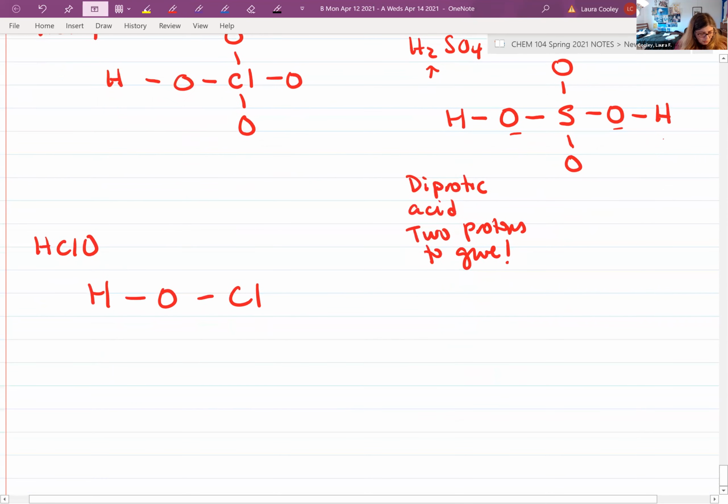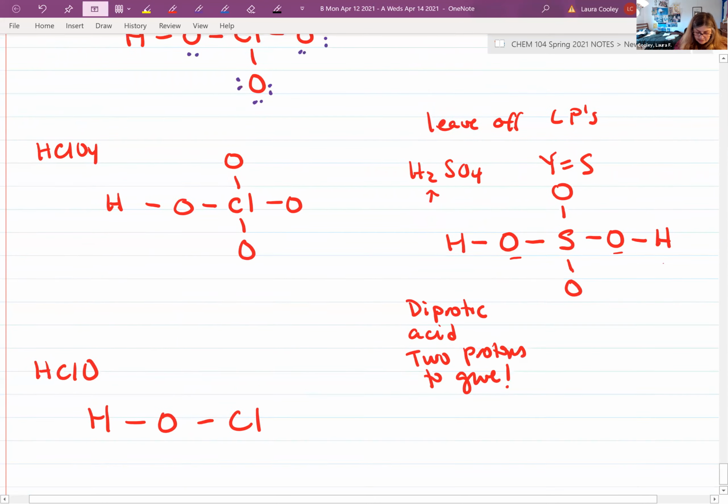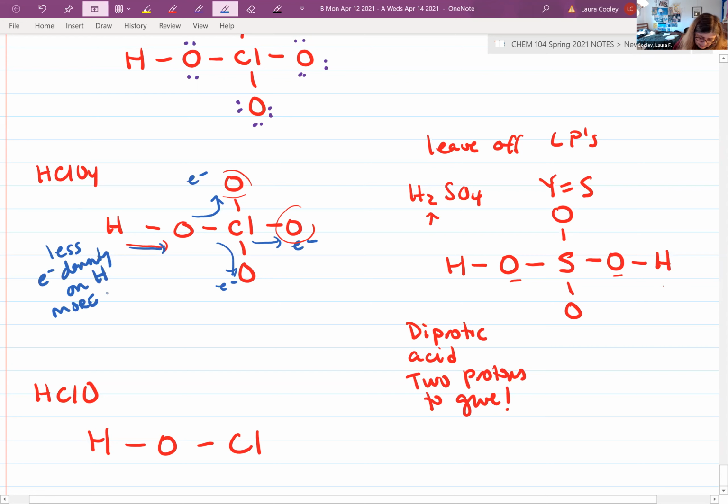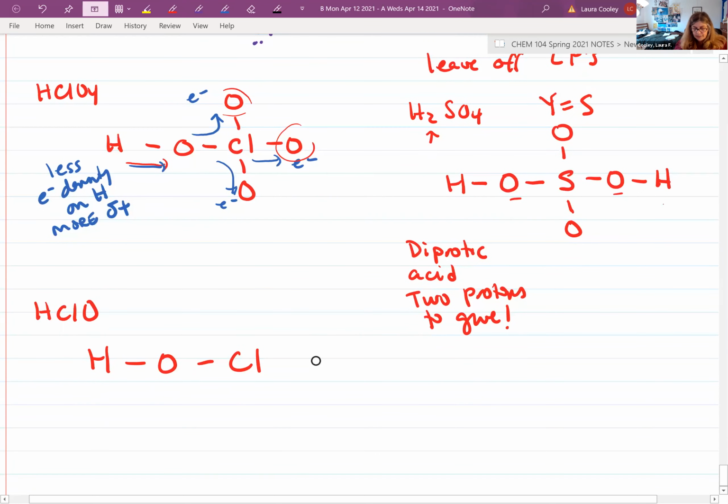Okay, so in all of these cases, the O pulls electron density away from the hydrogen. But when you have more oxygens, you get even more of that occurring because you'll be pulling electron density all the way down here and all the way over here. Okay, so you have less electron density on this hydrogen here. So it's more delta positive. And so it would be a stronger acid when you have more O's.